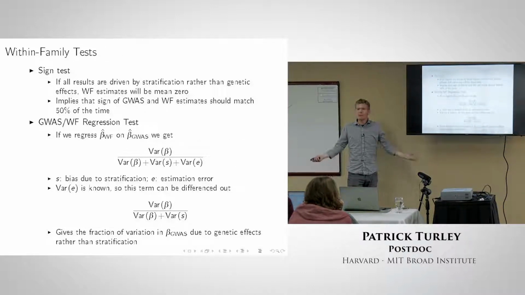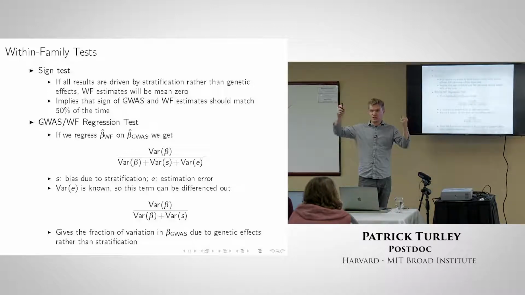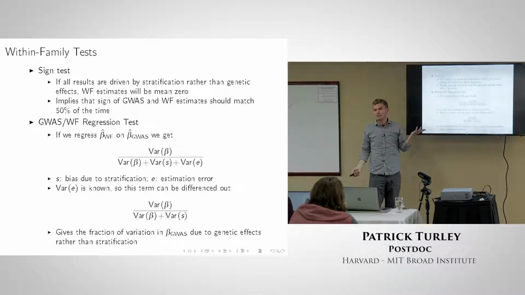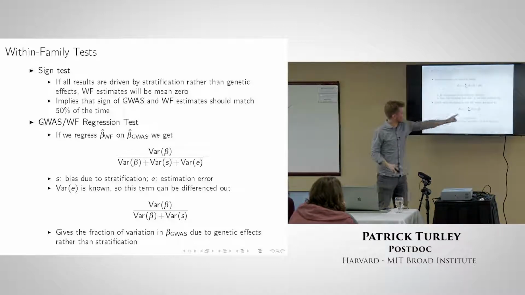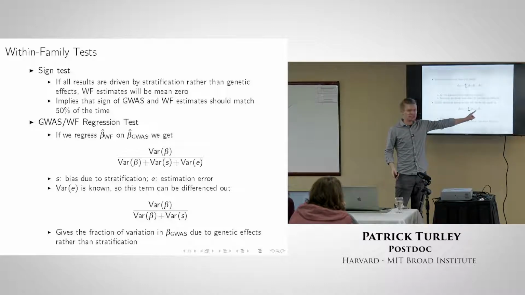And so then what can we do with the sib-based estimates? Well, we can take both of the sets of estimates. We can take our sibling estimates and our GWAS estimates, so the sib estimates that are unbiased due to stratification, and the GWAS estimates which may be biased, and we can do some tests. So one test we might do is a sign test. If our GWAS results are 100% driven by stratification, and so there's no actual genetic signal at all, well, what that means is that beta within family is equal to 0.